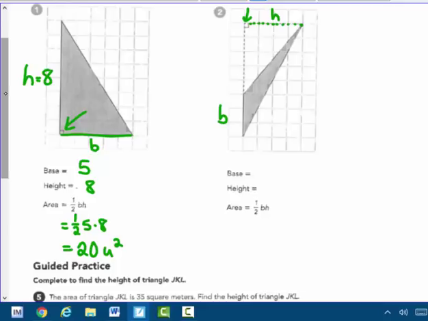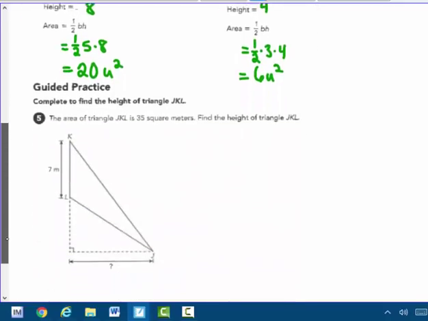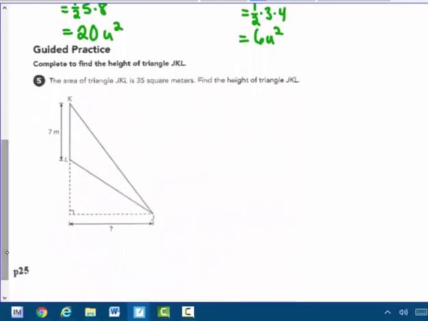So my base here is 3. My height there is 4. My triangle, 1/2 of 3 times 4, would give me 6 units squared. 6 units squared. So look for those perpendicular little boxes.